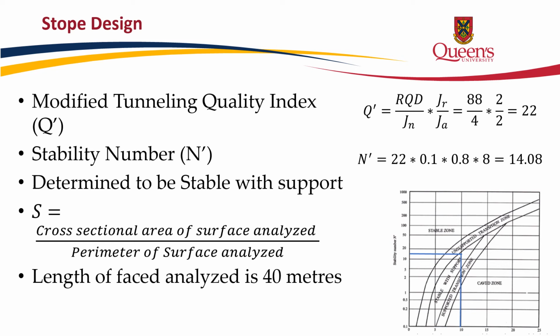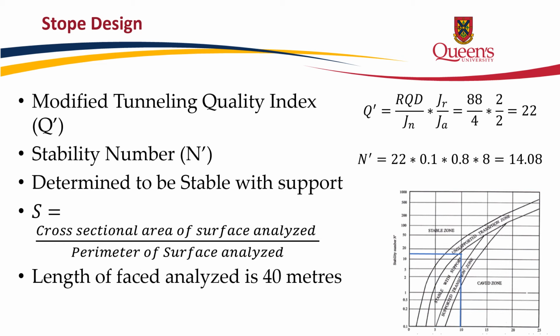The stability number N prime uses 3 adjustment factors: A, the rock stress factor, B, the joint orientation factor, and C, the gravity adjustment factor, along with Q prime to develop the stability equation. The figure on your right identifies the relationship between the calculated stability number and the hydraulic radius.